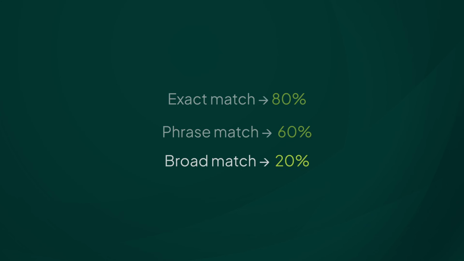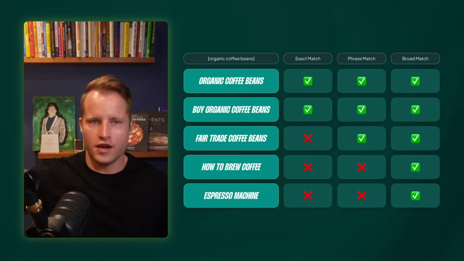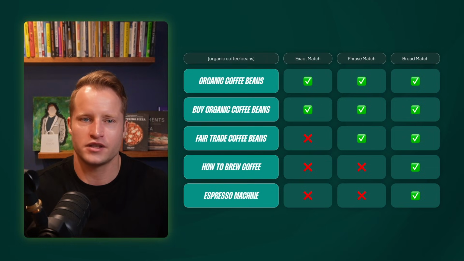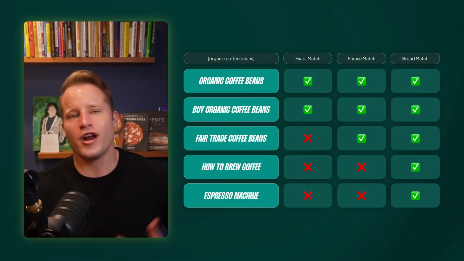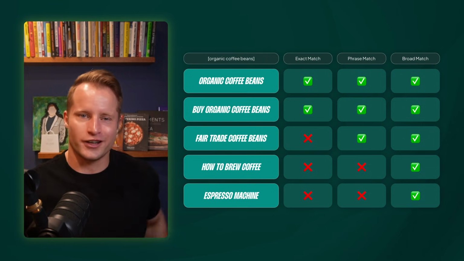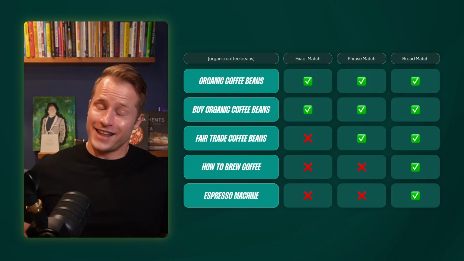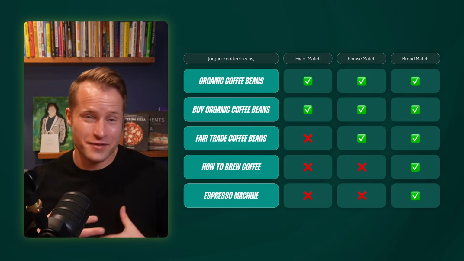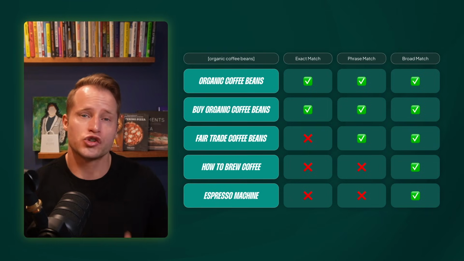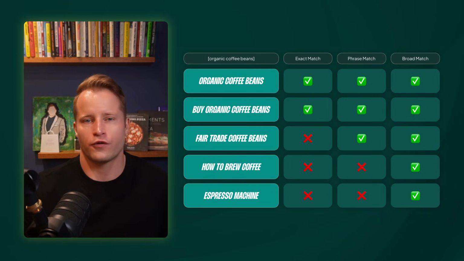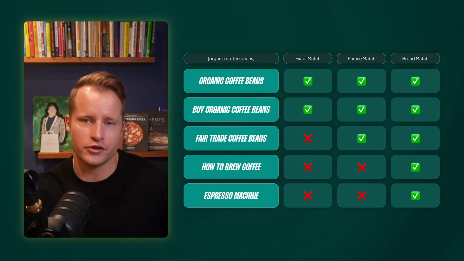The way that this works is that you have this overall table: organic coffee beans, buy coffee beans, fair trade coffee beans. I want to put it in gray, but I didn't have a really good way to do that. Exact match can still do that because it's still the same intention, fair trade and organic, so it will still match to that. However, phrase match will 100% match to it, and broad match of course as well.